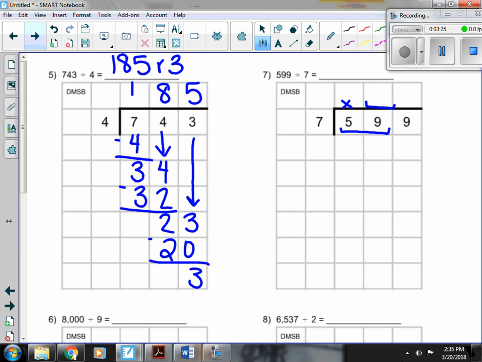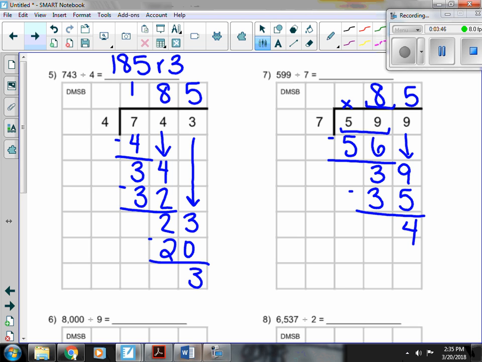But 7 goes into 59 8 times, which is 56. And I subtract and I get 3. And then I bring down my next number, and now I'm all lined up to put my answer in the right spot. 7 goes into 39 5 times, which is 35, and if I subtract, I get a remainder of 4 because I have nothing else to bring down.